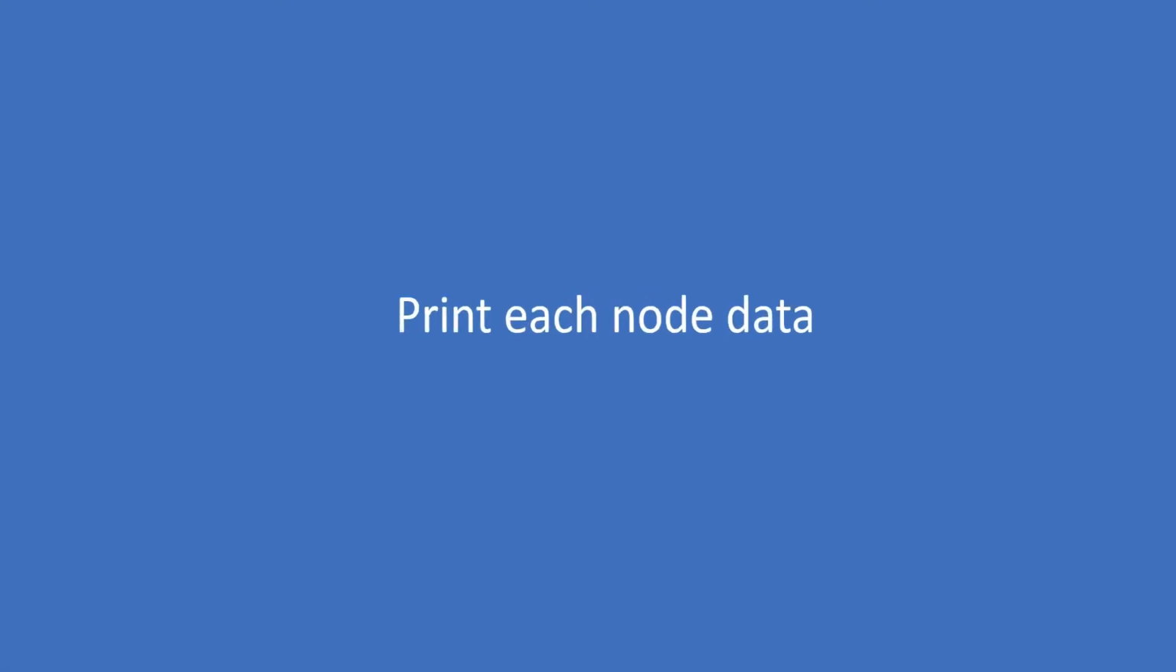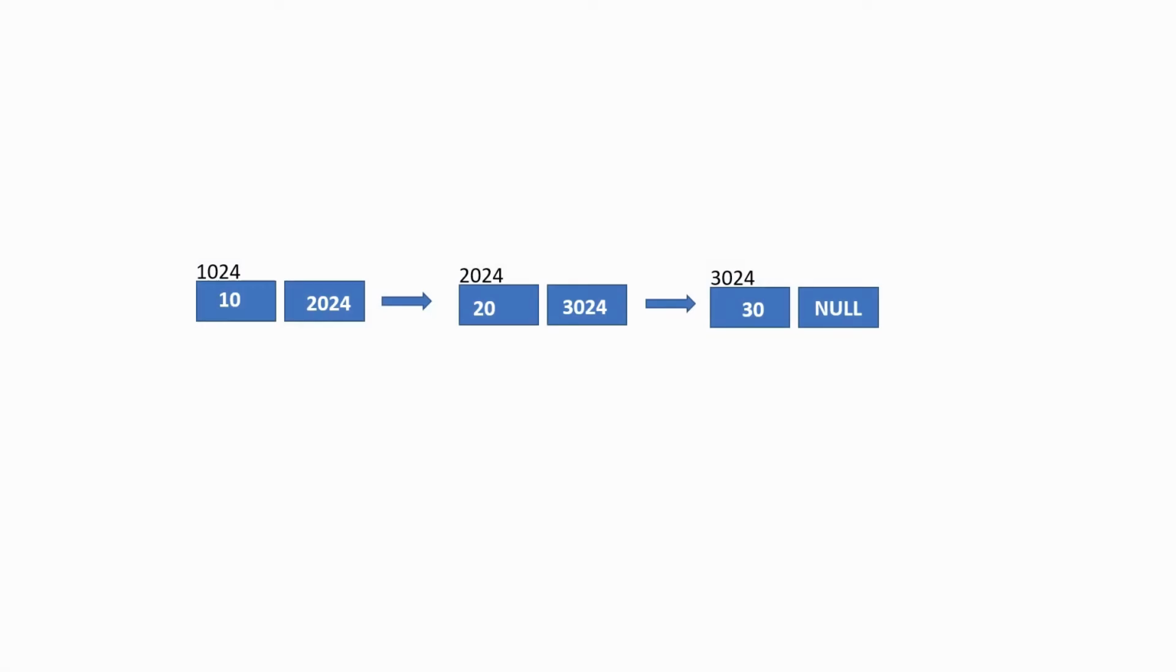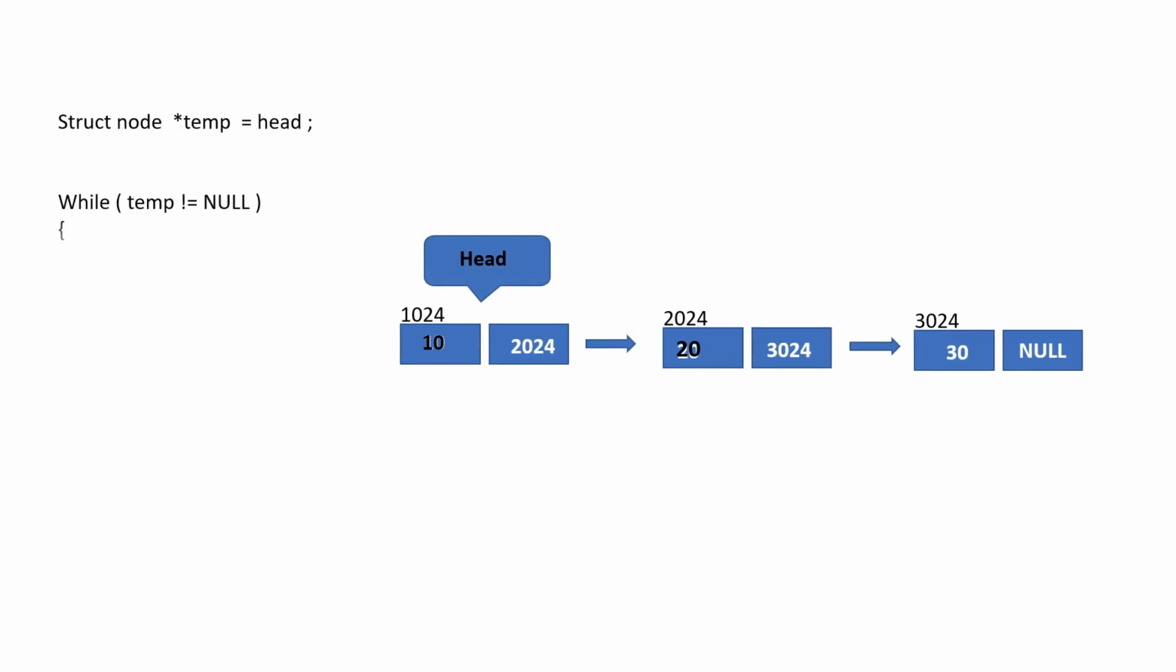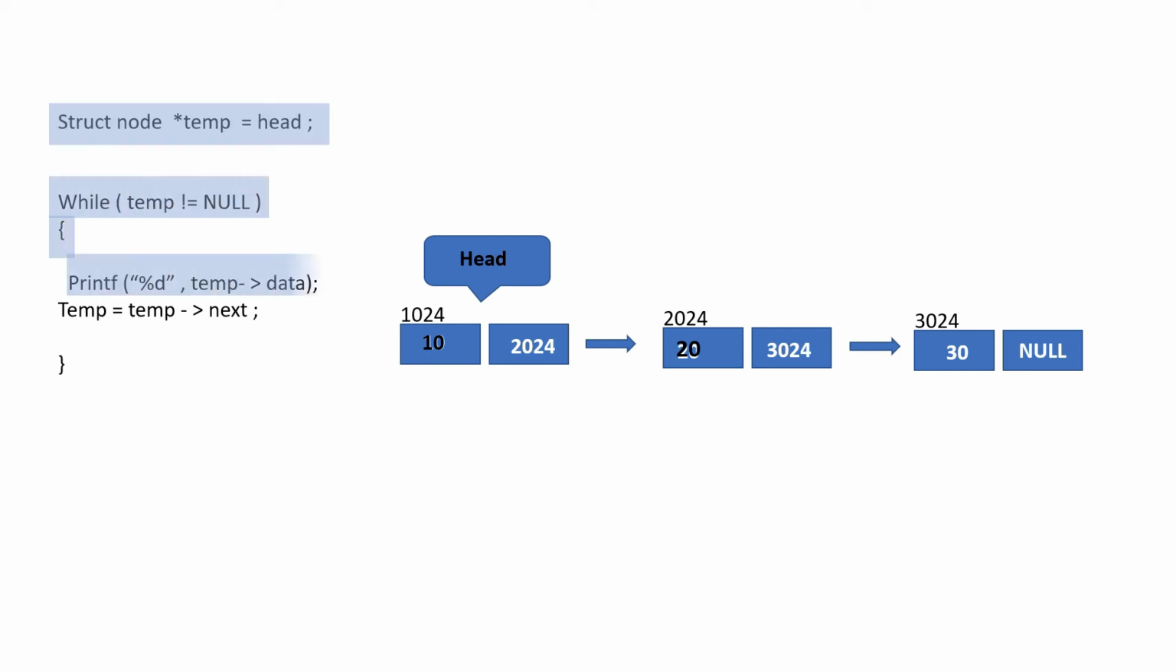Now let us print each node's data in the linked list. To print each node's data, we have to traverse the linked list till the end. And how can we identify the end? It is very easy. Since the last node's next will be null, start from the head and print the data and repeat till the node's next is equal to null. So first create a temporary node temp and assign the head node's address.